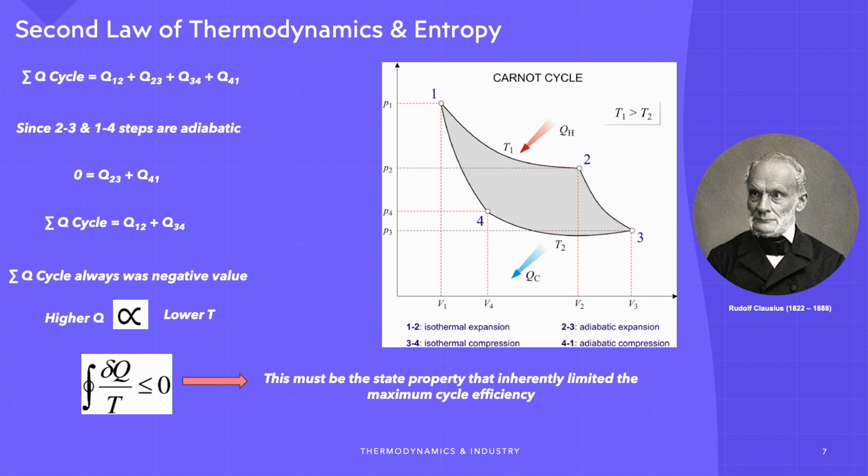So he deduces that the thermodynamic property that constrains the process efficiency has to be inversely proportional to the temperature, and it has to be negative or at best zero. He named the thermodynamic property entropy, which, for our audience, is actually a Greek word that means energy transformation, and that formulation came to be the Clausius inequality for closed systems.